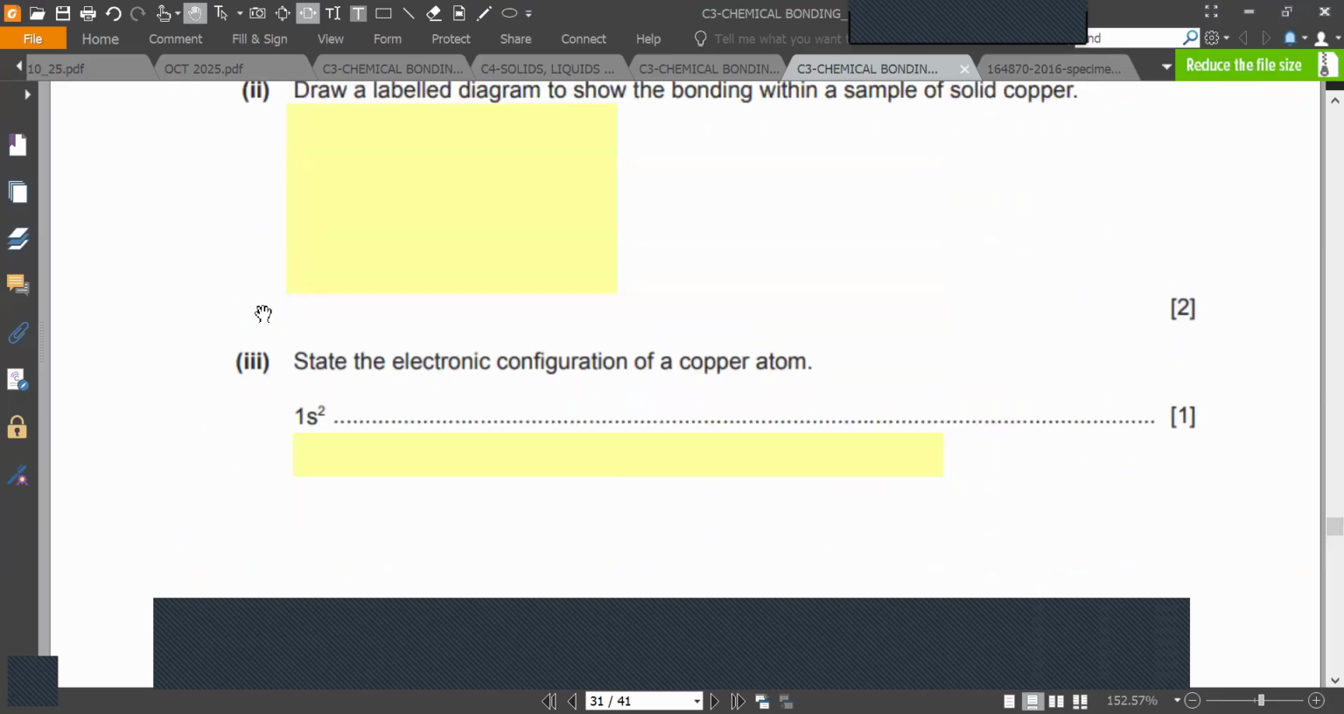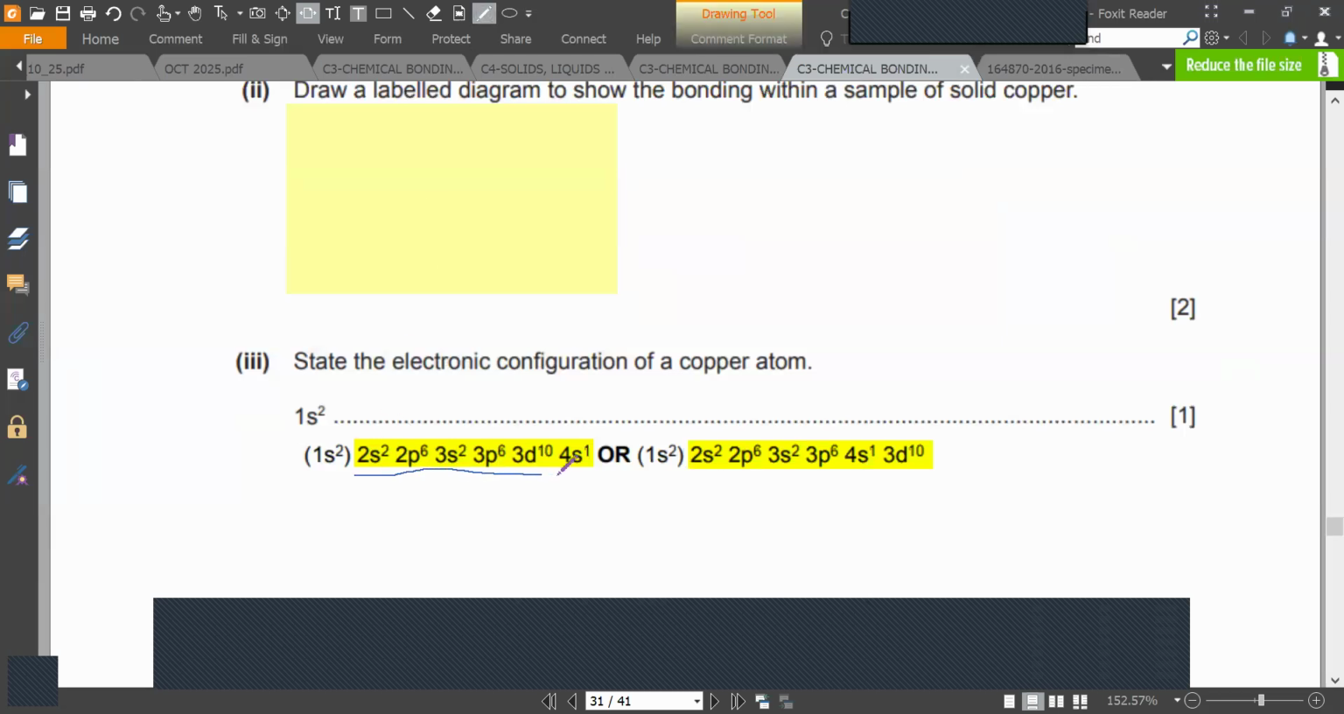Next, electronic configuration of copper atom. This one is from the last chapter, not this chapter, so we don't go through it. I just show the answer. In case anything is not sure, we can discuss. So this is the answer.